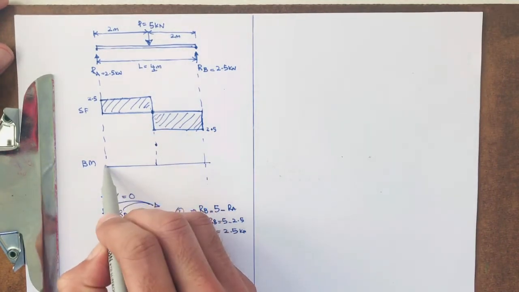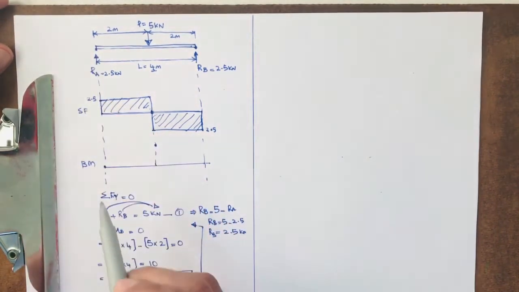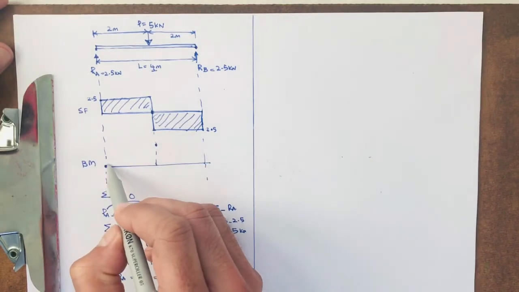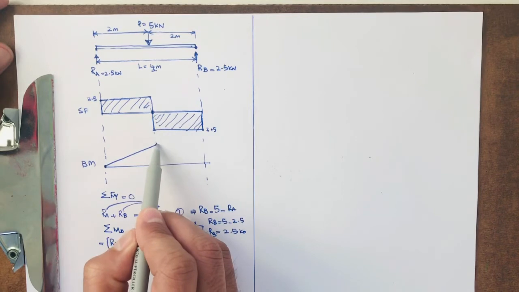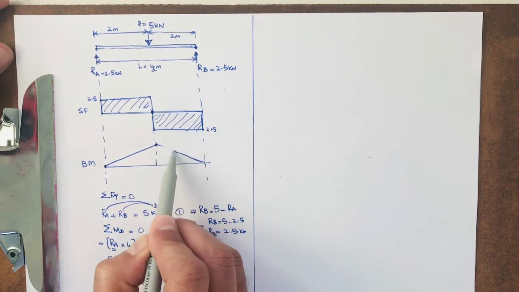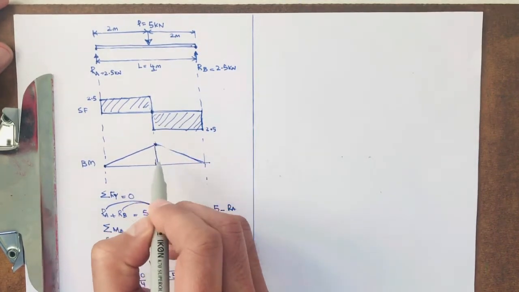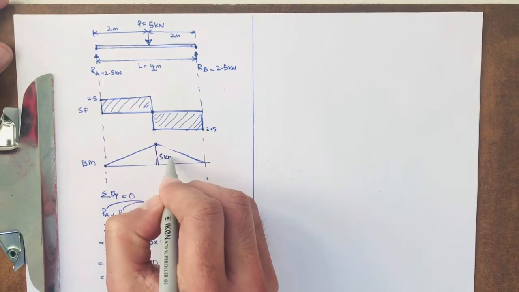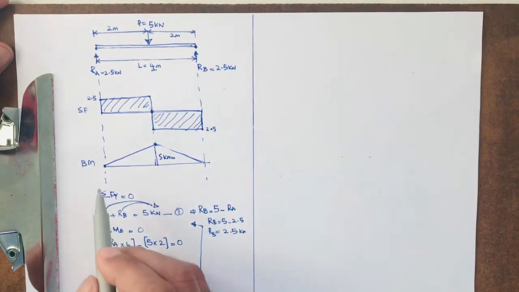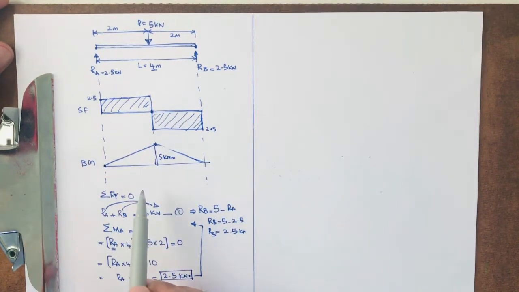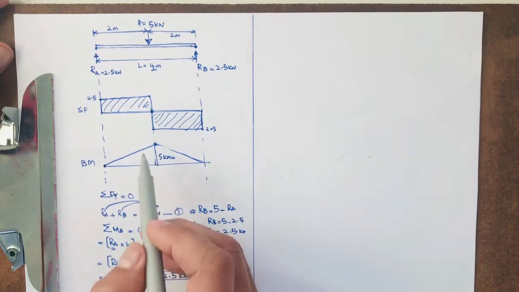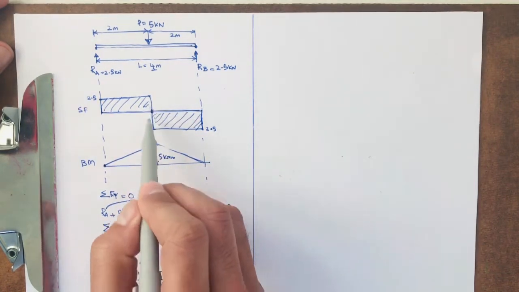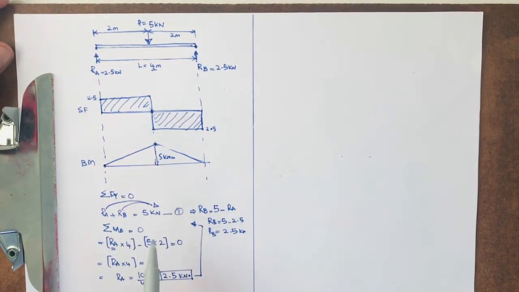Here at the support, we always have 0 bending moment for the simply supported case. So this will go this way, 5 kilonewton meter and 5 kilonewton meter coming back. So this is the maximum bending moment, 5 kilonewton meter. And you would also see that wherever we got the 0 shear force, we will always have the maximum bending moment at that point. So that's another check as well.